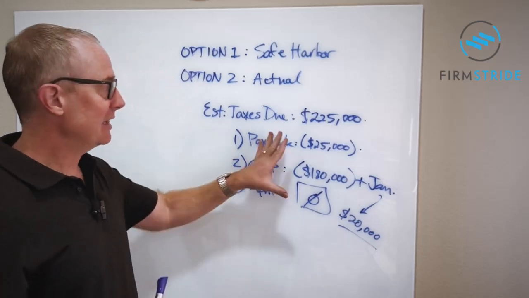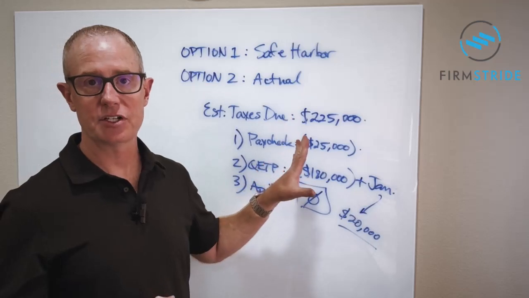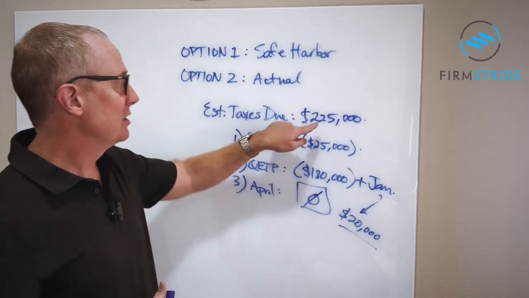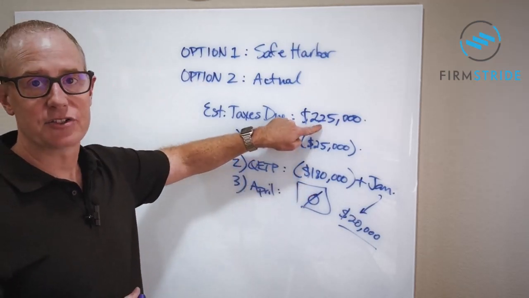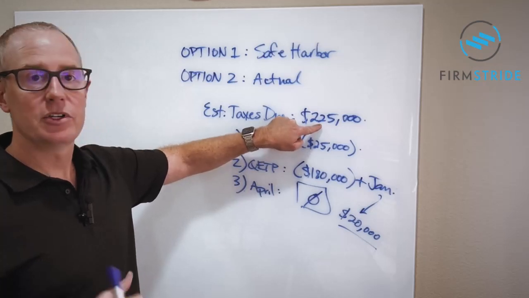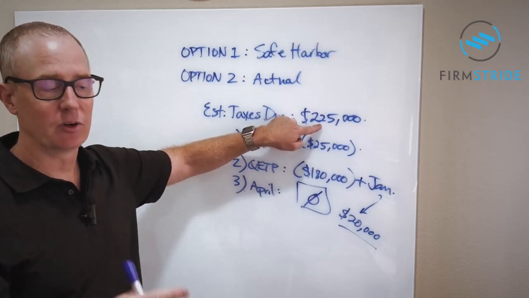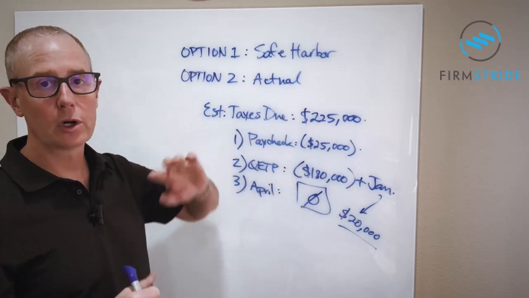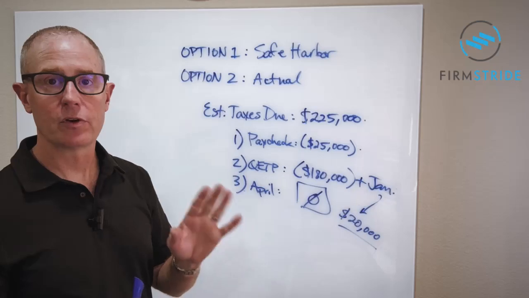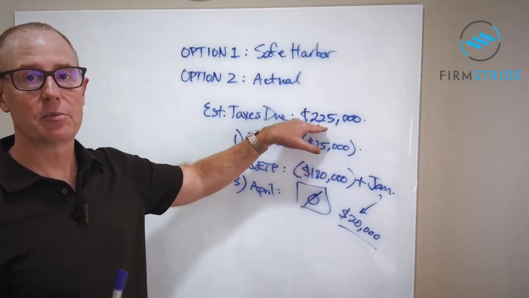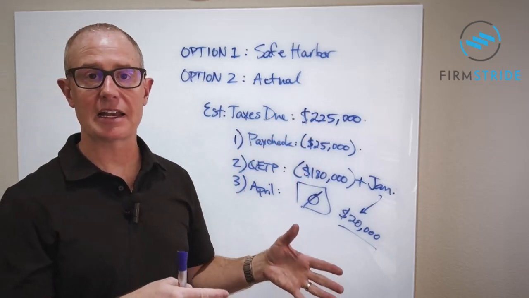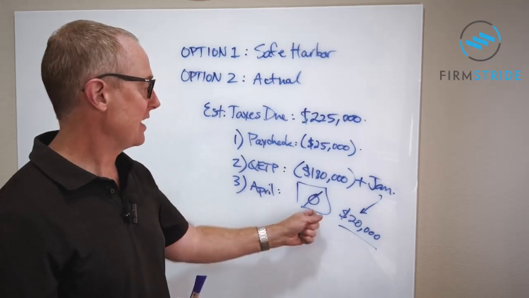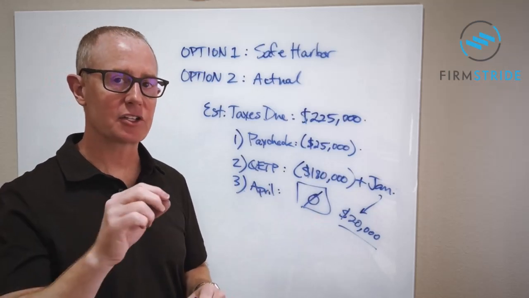Now, to get this level of sophistication in tax planning, you need to know what your estimated taxes due are. Getting this number, you can either ask your accountant if they're willing to do it, and sometimes they'll charge you a little bit extra for that, or work with your Firm Stride coach. Your Firm Stride coach will be able to put this number together based on all the tax strategies that he or she guided you through, and then we can get a pretty good estimate of how to control that April number.